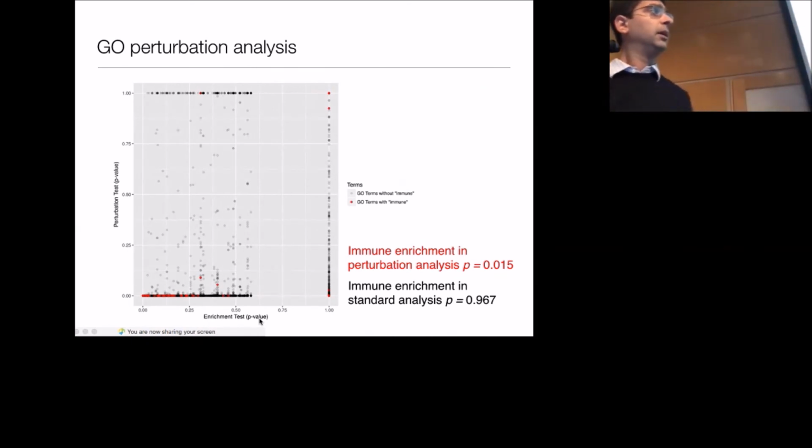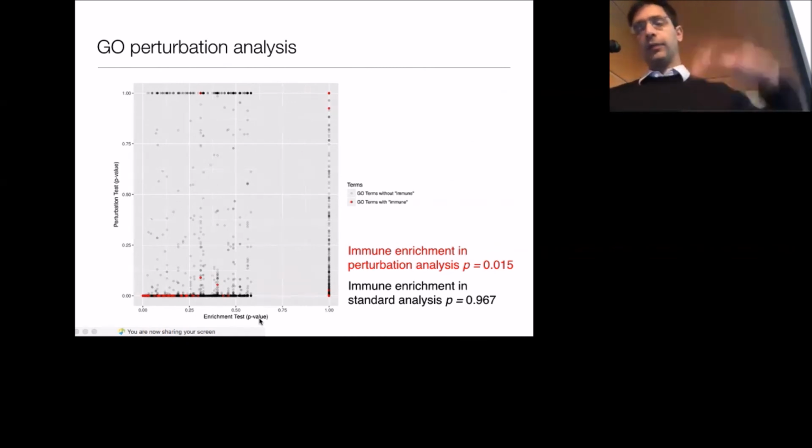And one interesting thing that came out is when you look at the categories that came out significant in the perturbation analysis, they are significantly enriched for the word immune, and that just does not happen to be true when you do a standard GO enrichment analysis with this data. So I think this will be an interesting resolution at which you would like to do aggregation.